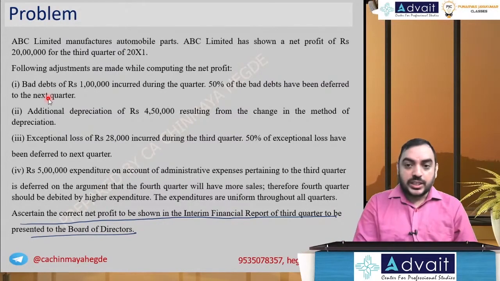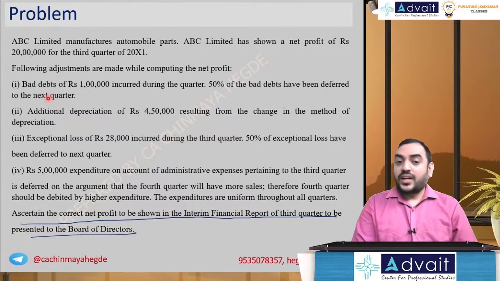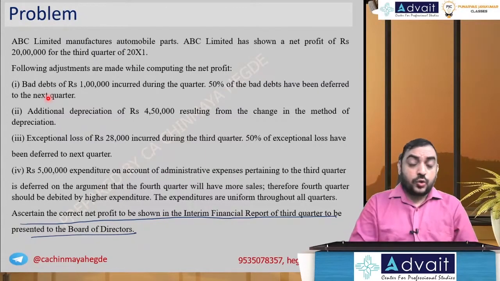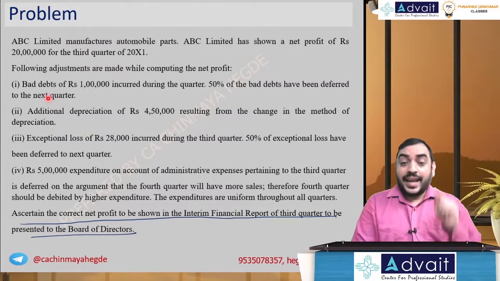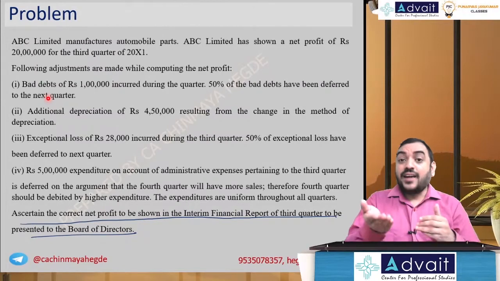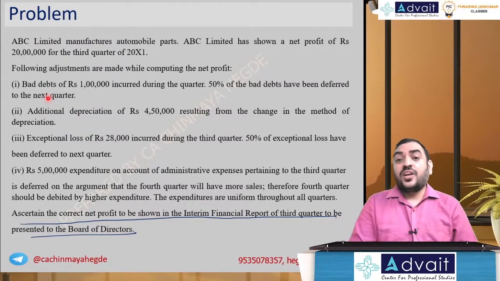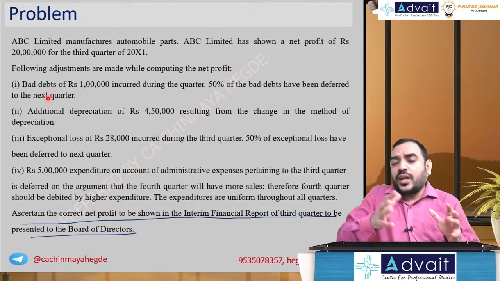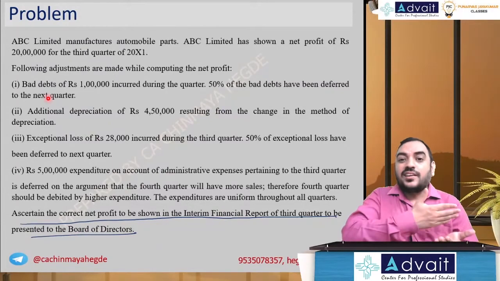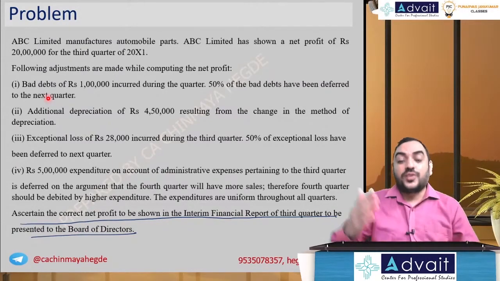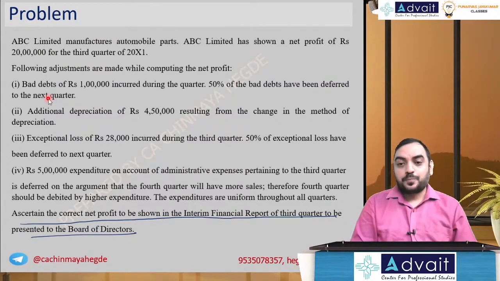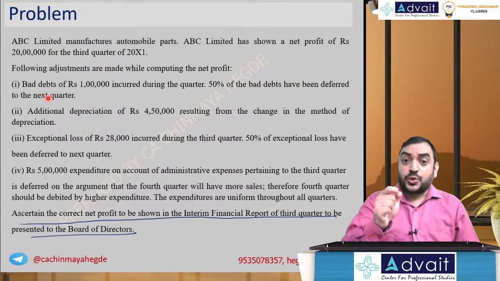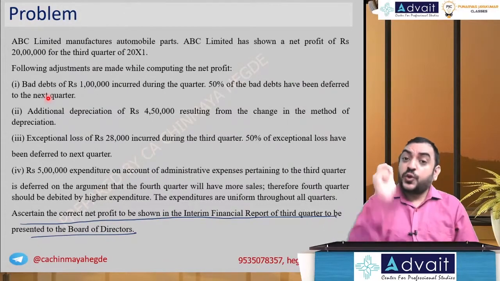A similar logic. Now here bad debts of 1 lakh are incurred in the third quarter. So what should they have done? The entire 1 lakh should have been recognized fully, because bad debts will not occur evenly. A person will not say, today I'm not paying, today I'm not paying. So bad debts will not be accruing throughout the year. Bad debt will happen at a particular point in time. Therefore, they should have recognized the bad debt expense fully, 1 lakh.